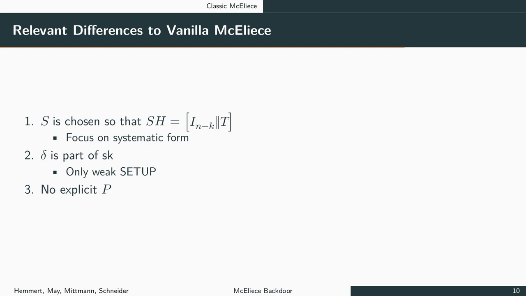We also do not have an explicit permutation P, so it might not be obvious how to translate the setup mechanism from vanilla McEliece to classic McEliece. But classic McEliece fixes the used code to binary Goppa codes. So let's have a quick look at the parity check matrix.